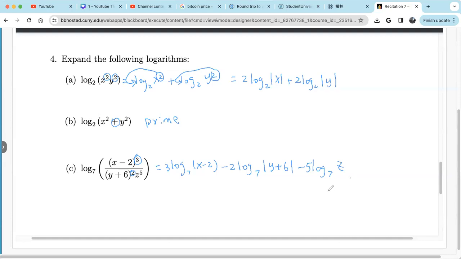So this is expanded, right? Basically the 2 rules: if it's in the numerator, that's a positive term. If it's in the denominator, that's a negative term. The exponents go up front of the logs.